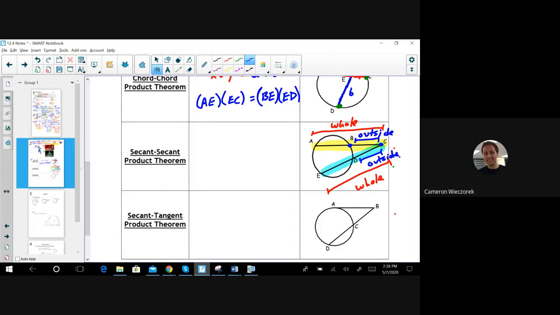And when I'm talking about whole and outside, I mean length, like the whole length of the whole secant versus the length of only the outside part, the part that's not in the circle at all. And what this theorem says is that the whole piece of one secant times its outer part is equal to the whole other secant times its outer part. So think of it as whole times outside of one secant equals the whole length times the outside of the other secant. So this would be for one of them, call it secant 1. And this one would be for secant 2.